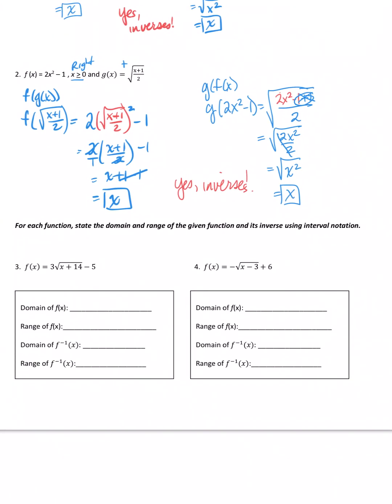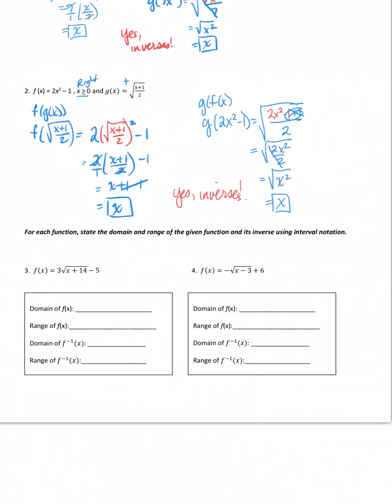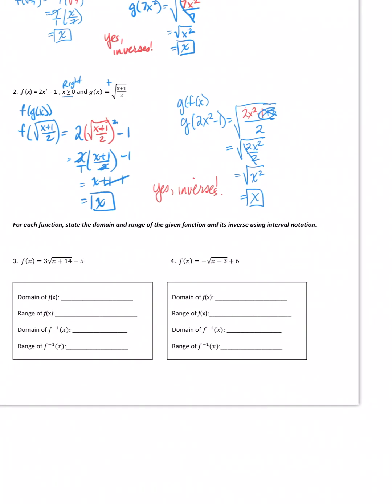For each, you're going to state the domain and the range of the given function and its inverse using interval notation. Now, interval notation is the one with the parentheses and the brackets and the infinities and all that stuff, okay? So what's going to be important for you to remember is that little trick we talked about with domain and range for the function and its inverse. So do you remember that the domain and the range are just flip-flopped? They're switched. They're switched for the inverses, and that really makes this a lot easier.